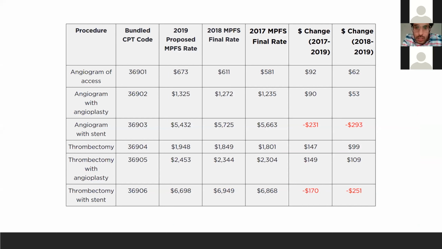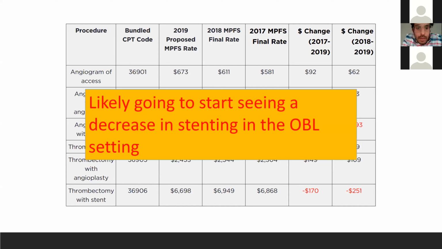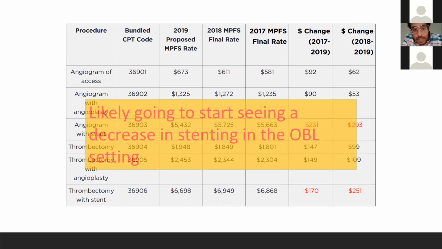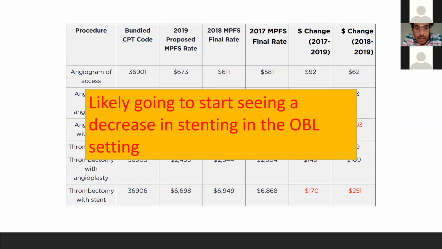And then this is some new data that came out with the 2019 proposed rates. You can see that there are going to be reimbursement cuts with stenting that's done in the outpatient setting. So we'll potentially start seeing less stenting in the outpatient setting.